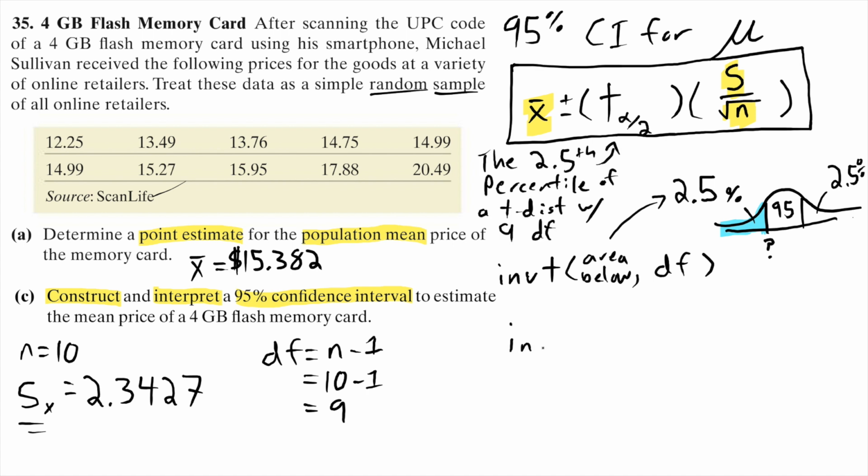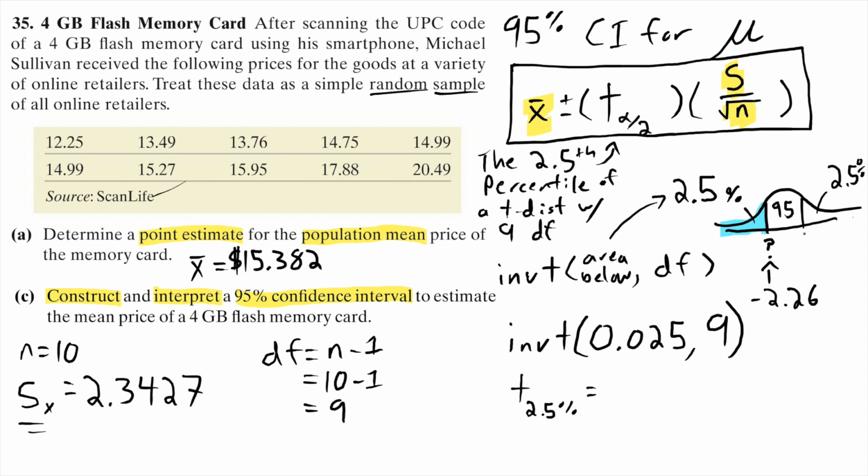So I'm going to use my inverse t function, which either came in my calculator or I programmed. And the area below as a decimal is going to be 0.025. And the degrees of freedom is going to be 9. And when I do this, I get negative 2.26. But like we mentioned before, we typically just use the positive quantity, 2.26. That is the fourth piece of this puzzle.